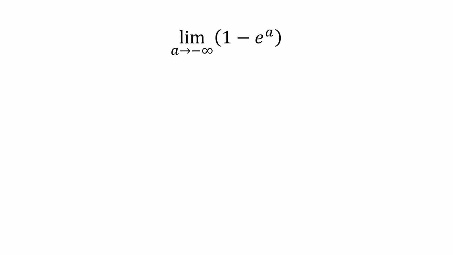Applying the sum rule gives the limit as a approaches negative infinity of 1 minus the limit as a approaches negative infinity of e to the a. Taking the limits, we get 1 minus 0. Subtracting, we arrive at a final answer of 1.